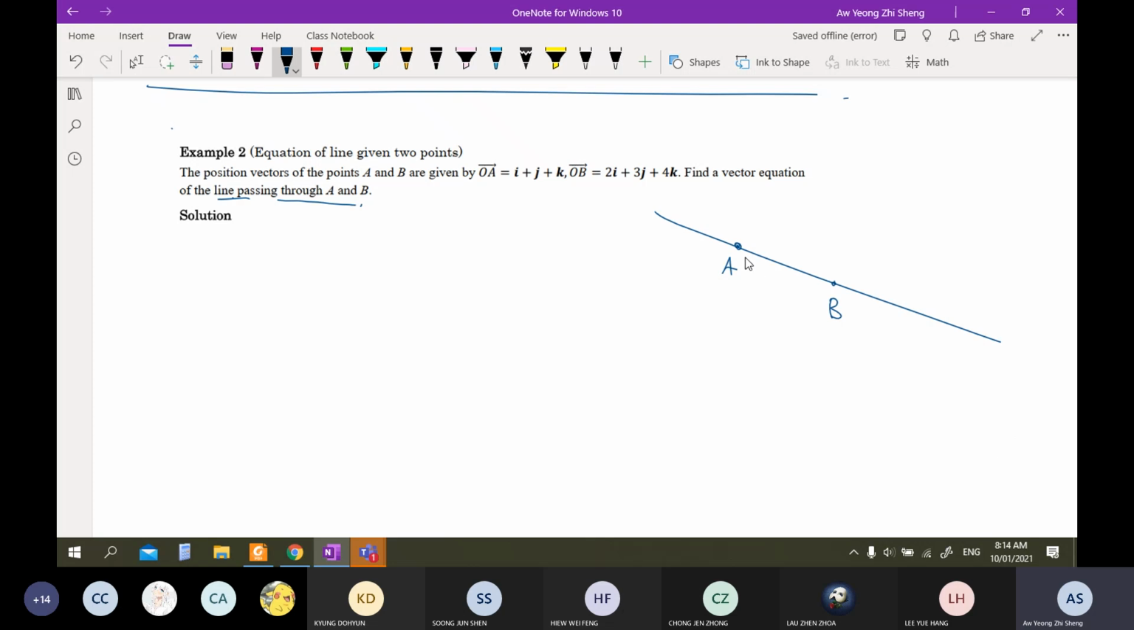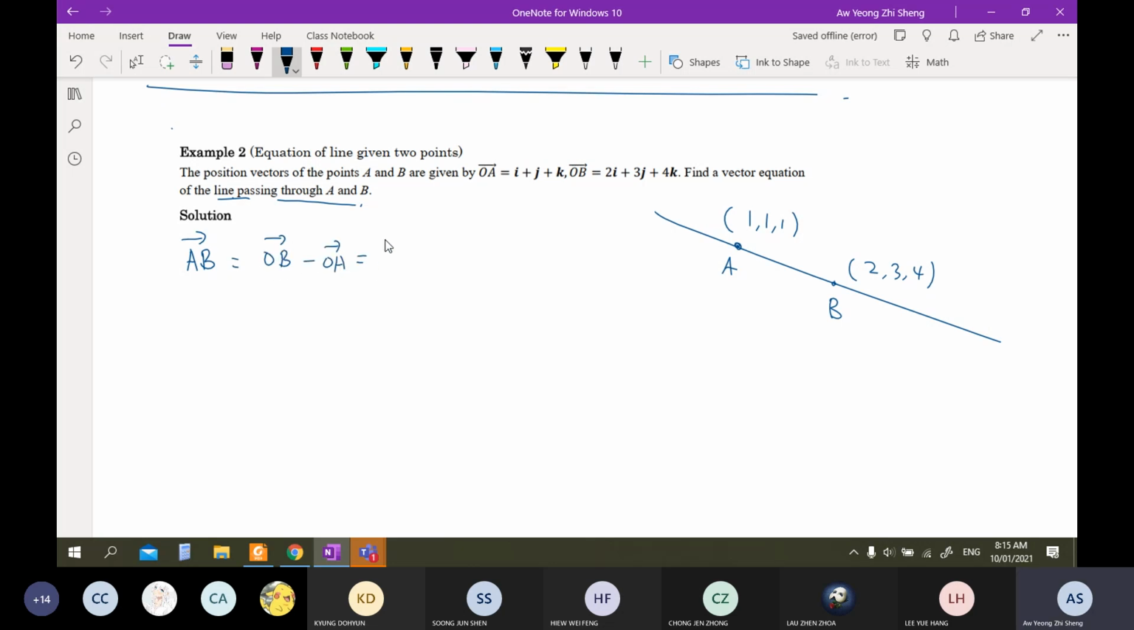So you just simply draw A and B as two random points on the line. A has coordinates (1, 1, 1). B has coordinates (2, 3, 4), which you can easily read from their position vectors. Then to get a vector equation of the line, you need a point on the line and also a vector parallel to it. Of course, an easy vector to use is vector AB or BA. AB or BA can be taken as a direction vector. Let's suppose that I take AB this time. There's nothing wrong if you take BA. BA would also work.